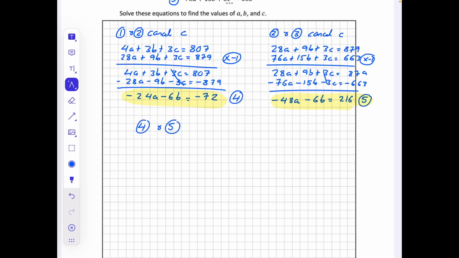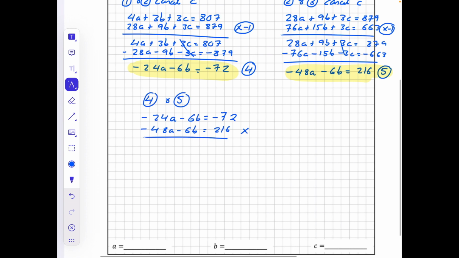And then this is just a junior cert simultaneous equation. So we have minus 24A minus 6B is equal to negative 72. And we have minus 48A minus 6B is equal to 216. Now, the B's here are going to be easier to cancel. They already have the same number in front, but unfortunately the signs are the same. So they don't cancel the way they are now, but I'm going to multiply all the bottom line by negative 1. So leave the top line alone.